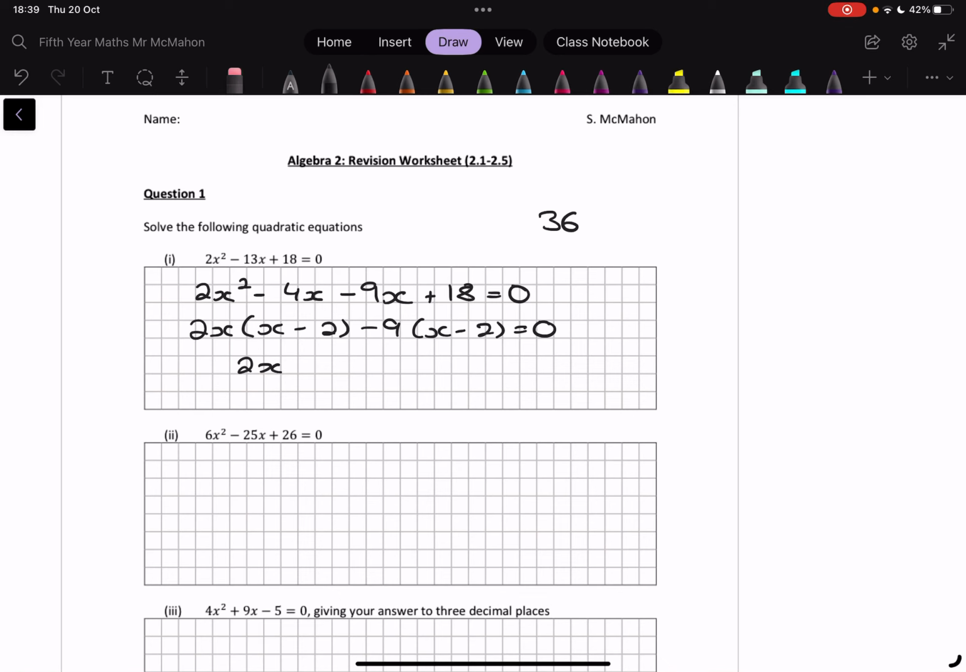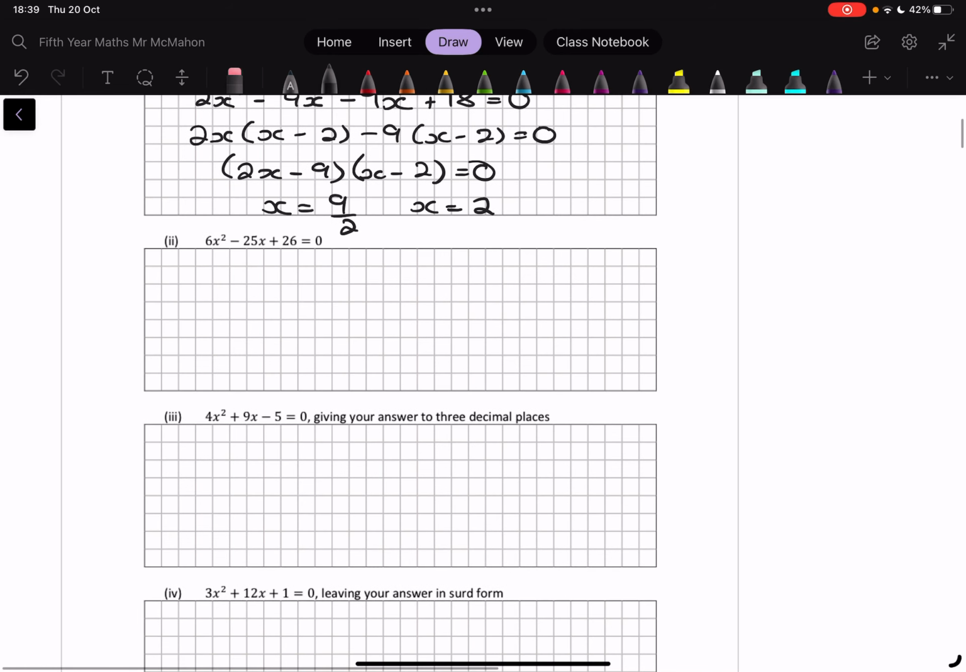So we split up the 13 in the middle, we factor out the 2x, we combine those brackets together, and we will get that x is equal to 9 over 2 and x is equal to 2. Okay, important to make sure that you can do these types of questions. The next one we're going to do the same.